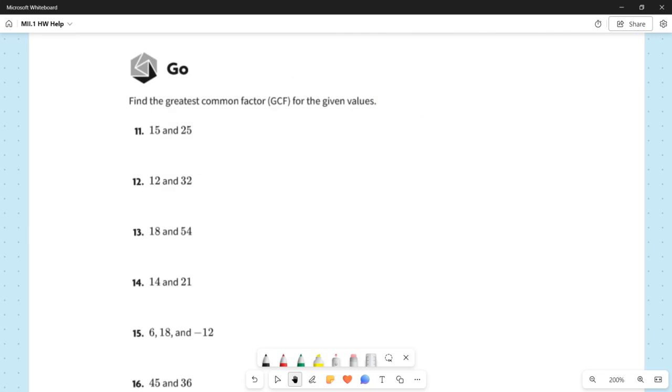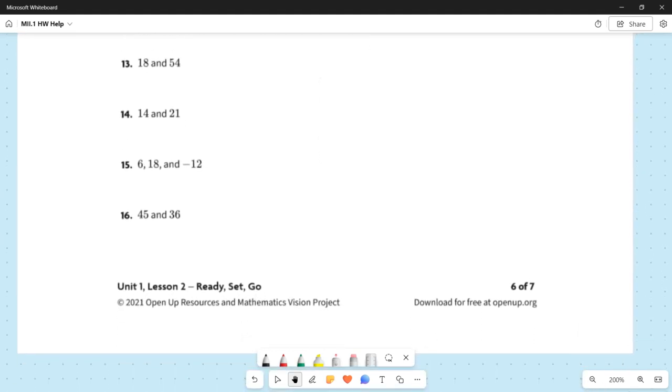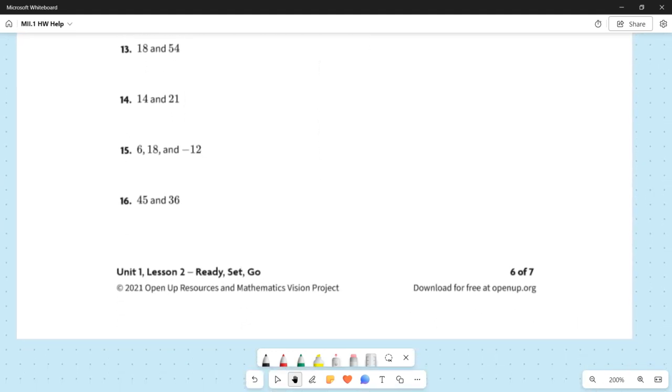The last set of problems in this assignment were in the Go section, and our directions here say find the greatest common factor, or GCF, for the given values. And the first question that we're going to look at is number 13. So we are looking for the GCF of 18 and 54. Well, what we want to do is identify the factors that comprise each of these numbers and then see what they have in common.